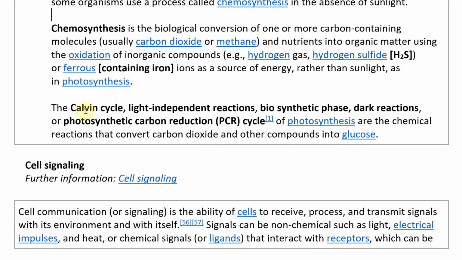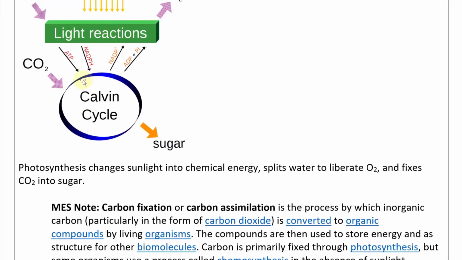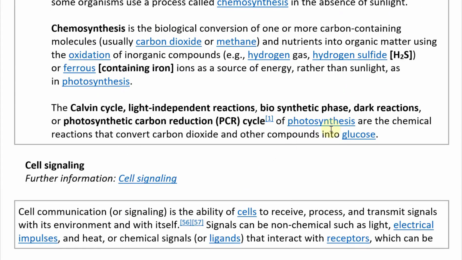It's fascinating stuff. The Calvin cycle, which is right here. We want to discuss this one. So the Calvin cycle, also called light independent reactions, biosynthetic phase, dark reactions, or photosynthetic carbon reduction PCR cycle of photosynthesis, are the chemical reactions that convert carbon dioxide and other components into glucose. So it's a part of photosynthesis that's not dependent on light.